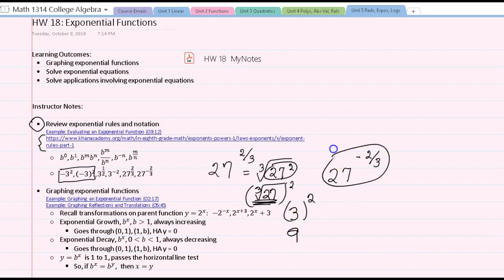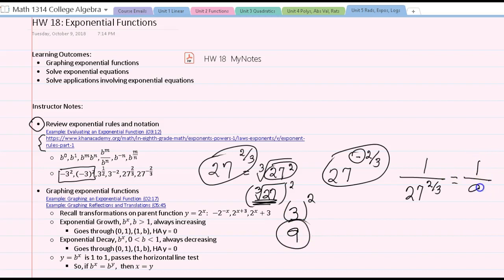Over here it looks exactly the same thing except for that negative. So I wanted to remind you the negative means 1 over 27 to the 2/3 power. And since we already know what the 2/3 power looks like, we can rewrite this as 1 over 9.